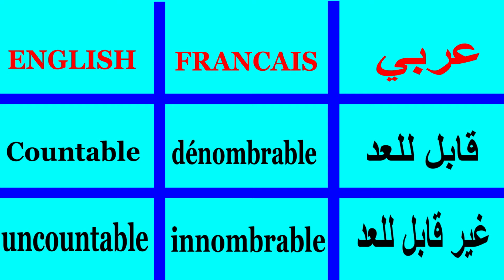In English we say uncountable. En français on dit innombrable, dans le sens qu'on ne peut pas utiliser un chiffre avec. بالعربي نقول غير قابل للعد، لا يمكننا استعمال عدد مع الكلمة المعنية.